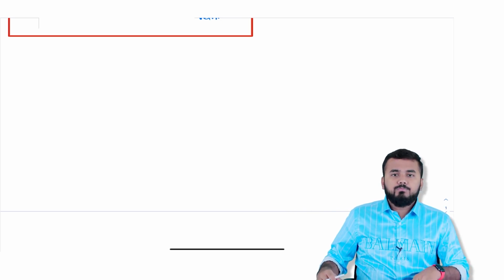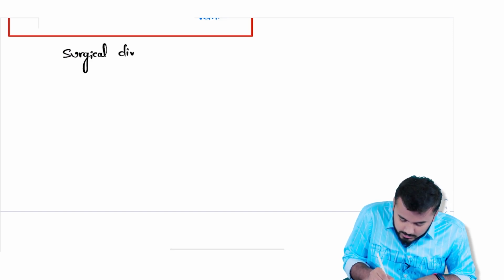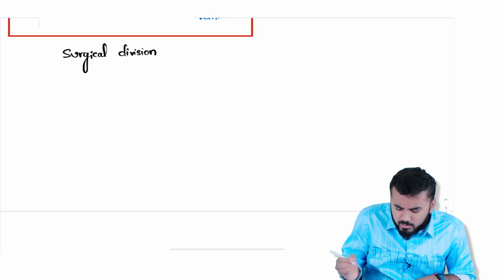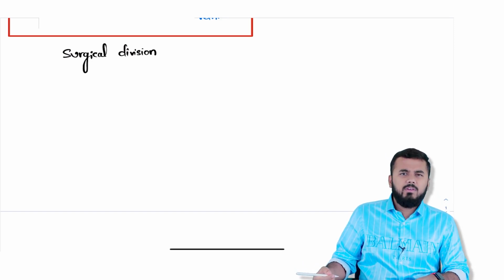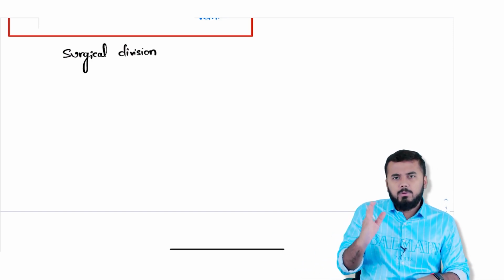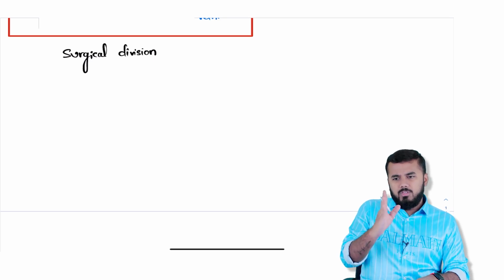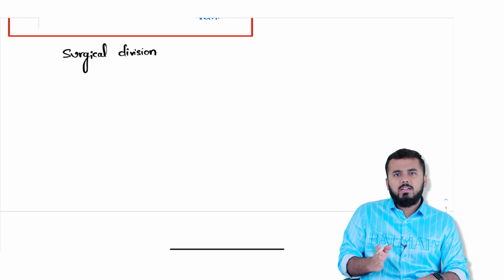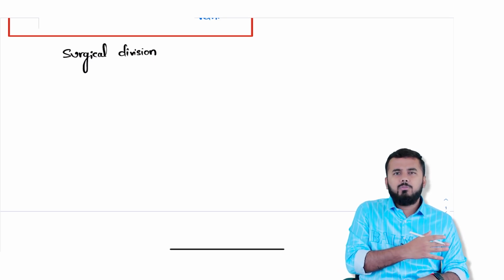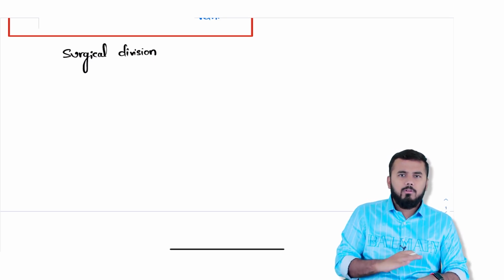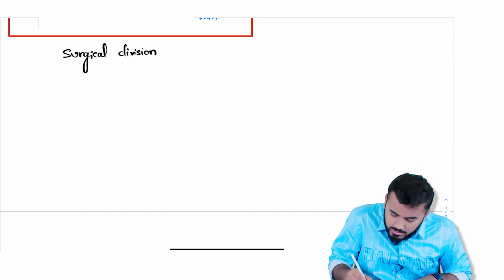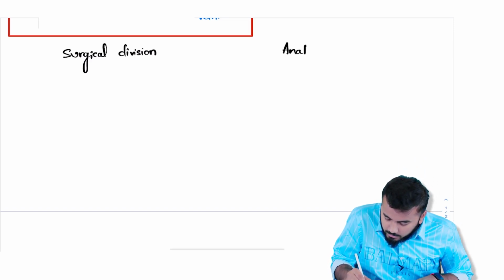So first of all, let us look at the surgical division of the liver. Why do we do surgical division of the liver? It is mainly for liver transplantation. For liver transplantation, we cut the liver, we choose a specific line and make an incision and cut the liver, and the right lobe we give to the patient who needs it, and the left lobe I will keep with me. So surgical division and anatomical division.